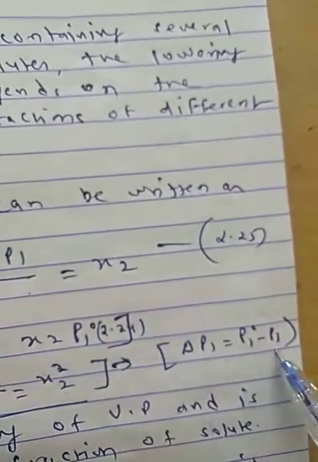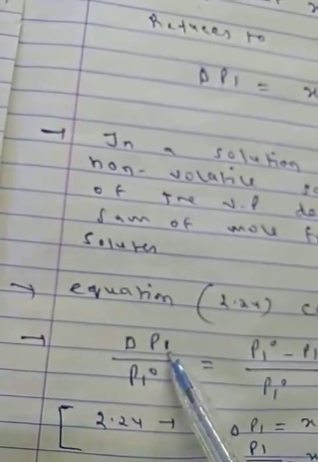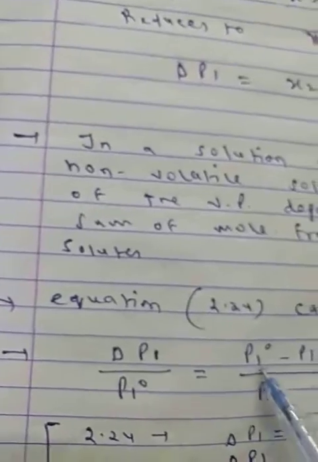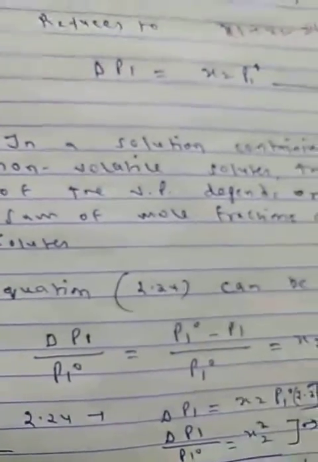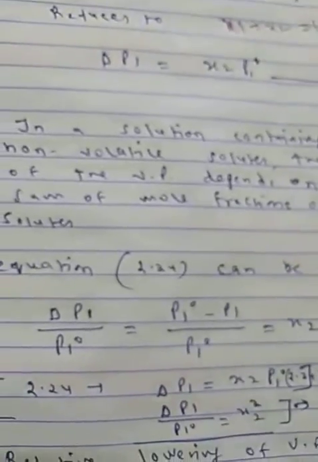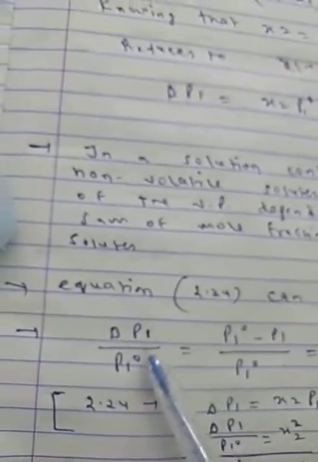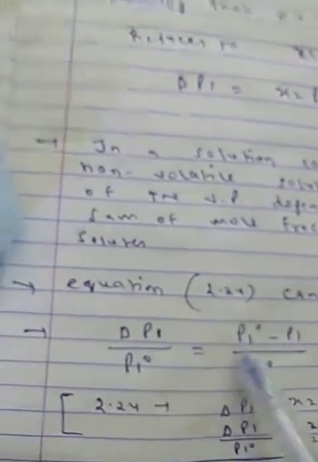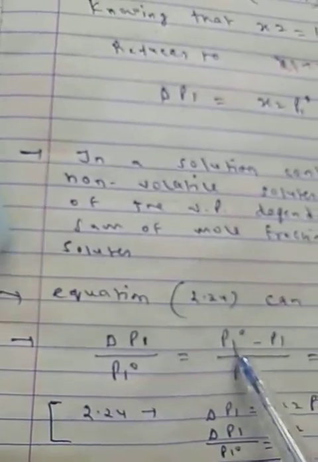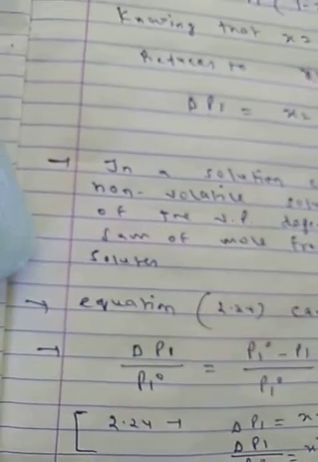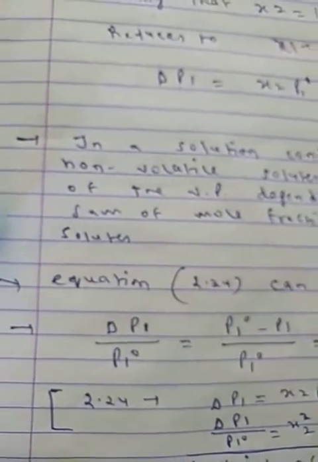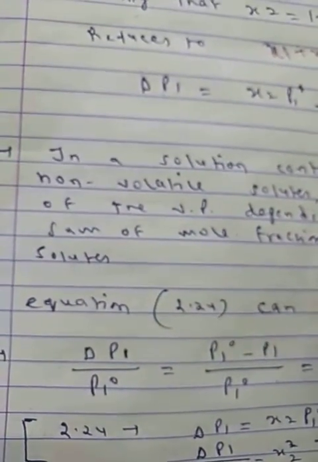Delta P1 is equal to P1° minus P1. So here, instead of delta P1, we can use P1° minus P1. We only have to change delta P1: delta P1 is equal to P1° minus P1. Here we are using P1° minus P1 upon P1°, and this is equal to x2.